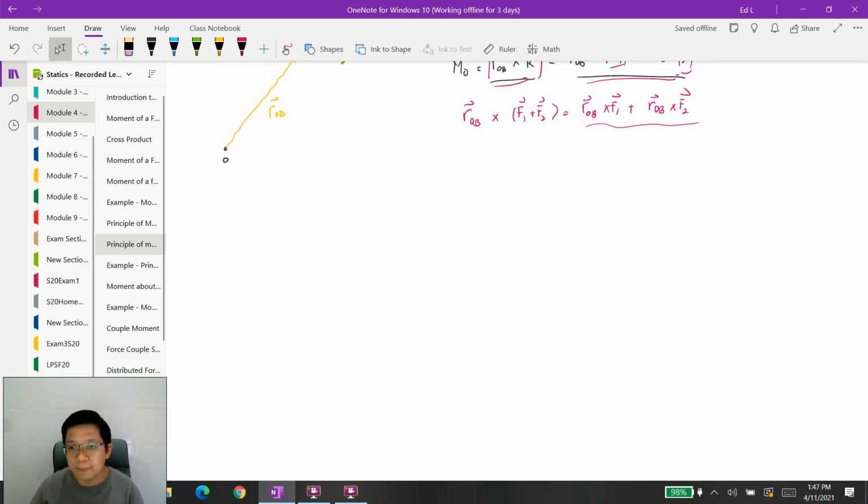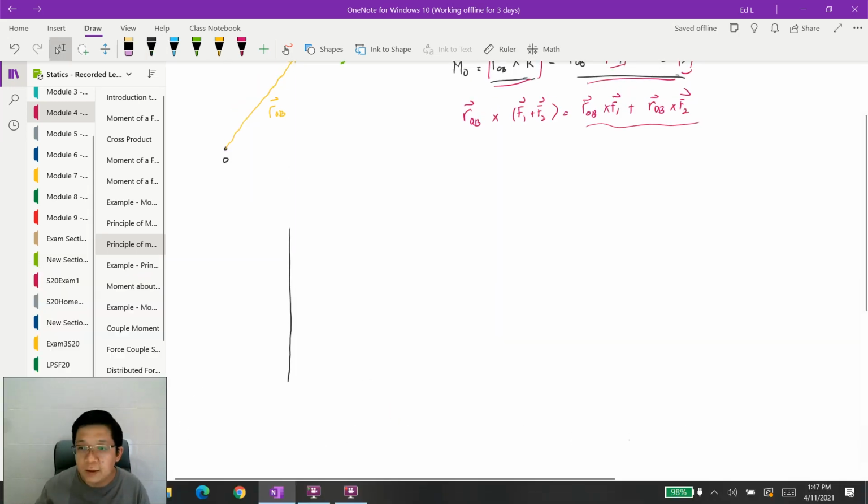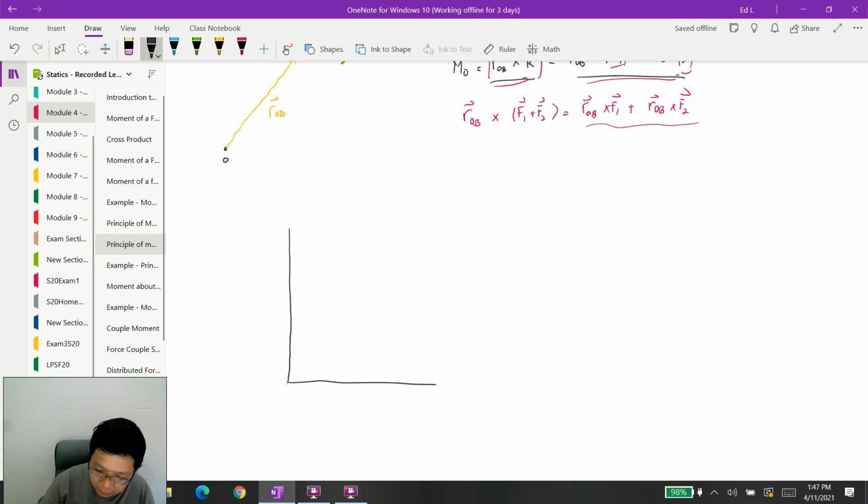Let's say that I have the x and y axes right there. So that is my x, that is my y. And then let's say that I have my resultant force.